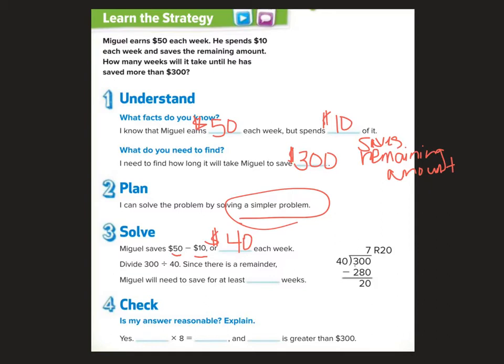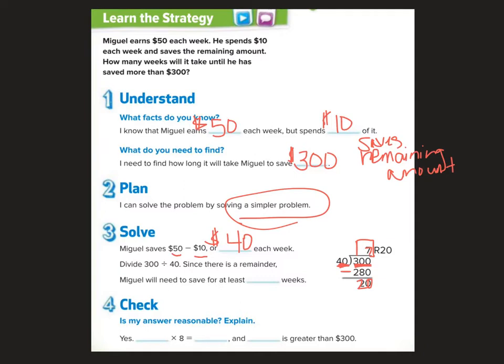Then I'm going to divide 300 divided by 40. I'm noticing if I try to do 30 divided by 40, I can't. So I have to do 300 divided by 40. I'd say how many 4s go into 30, and that's 7. Then I'm going to subtract 280 and have 20 left over. So it will take him 7 weeks, but he'll still have $20 left to save.